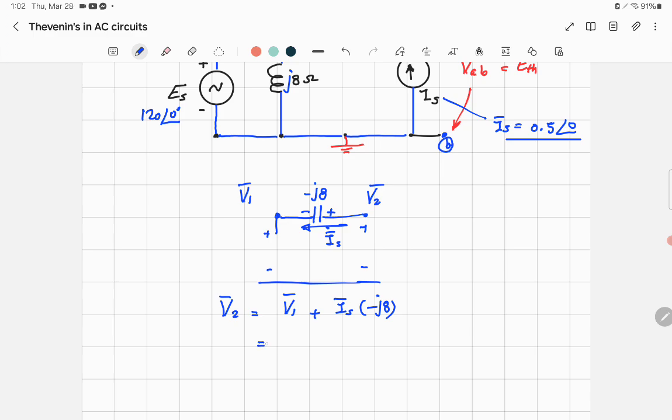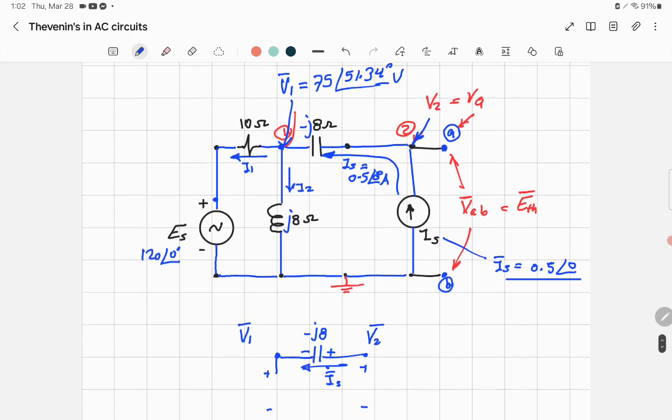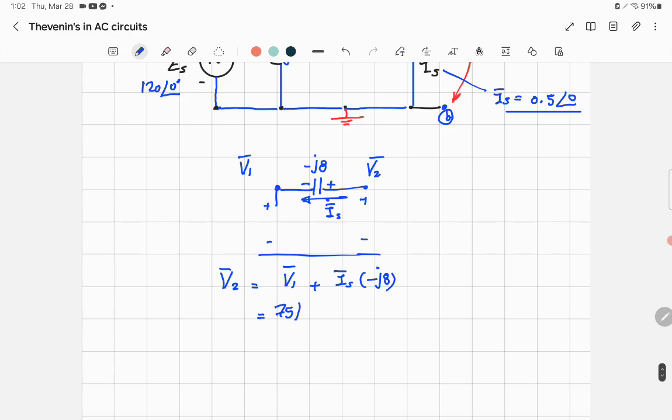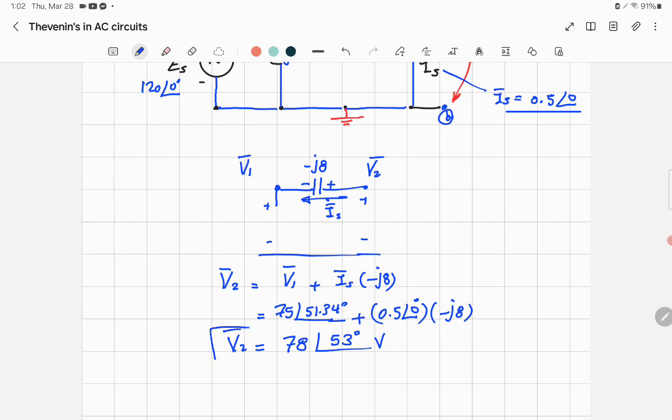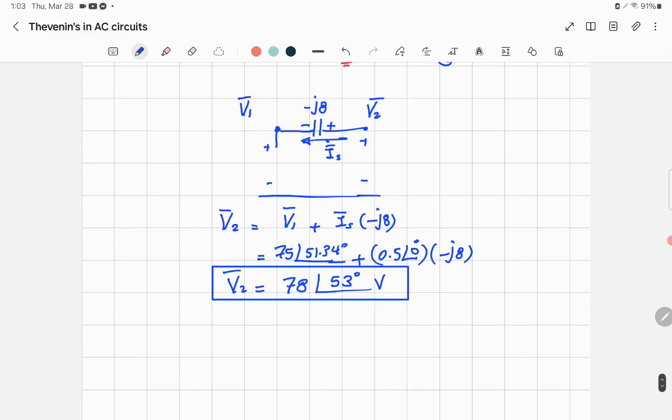You know all the values. V1, which we already got, is equal to 75 on angle 51.34 degrees, plus IS, which is equal to 0.5 on angle 0, times minus J8. Doing that on the calculator, we find the voltage will be equal to 78 on angle 53. I rounded the number. That's V2. Excellent, so now we have V2. V2 is the same as VEB. It's the E Thevenin. So actually now we can write E Thevenin.